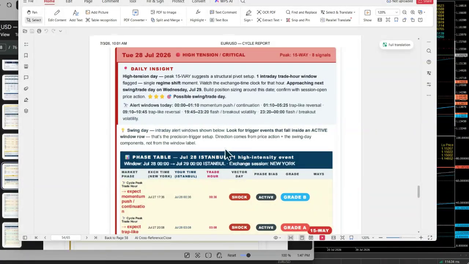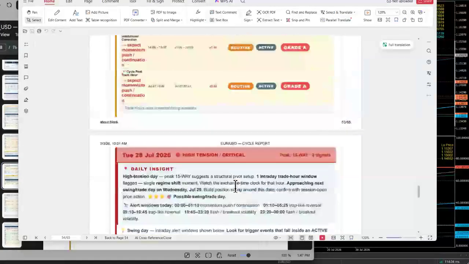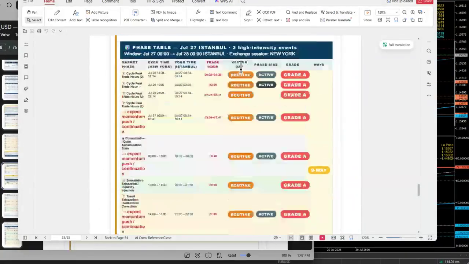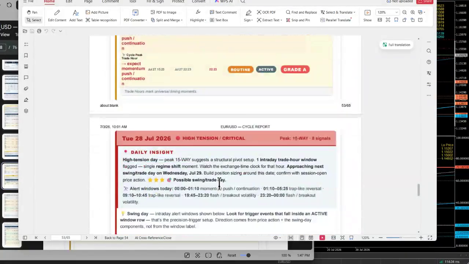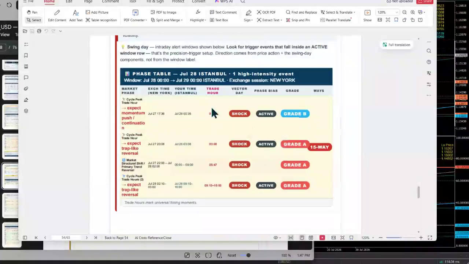Here, as you can see, on Tuesday, I've got a shock day. Obviously, we don't have a shock day every day. As you can see, Monday is a routine day. So Tuesday is a shock day. It's giving me the alert windows for the day. It's giving me the specific hours for the day. These are only for the euro dollar.